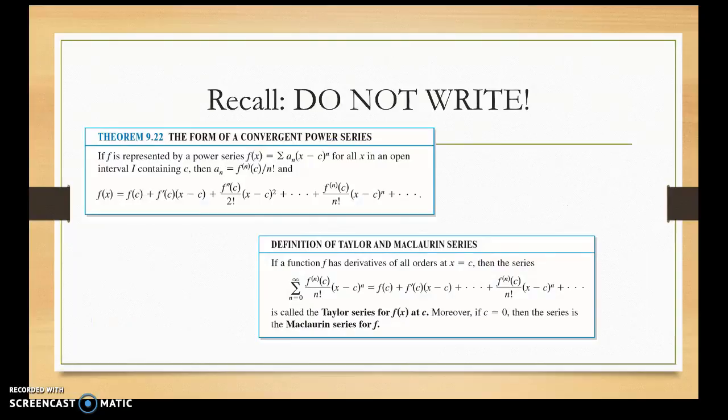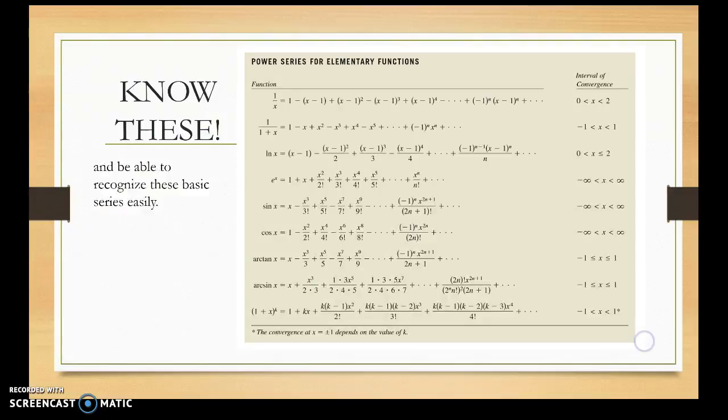Don't write these things down. Recall, if we have a power series, then our coefficient, this should not be new to us. That's how we found the coefficient in a Taylor or Maclaurin series. It just redefines them. We know Taylor series are centered at c, Maclaurin series are centered at 0. Don't write these either. I'm going to hand out a sheet for this.